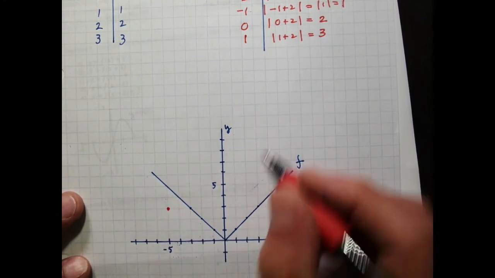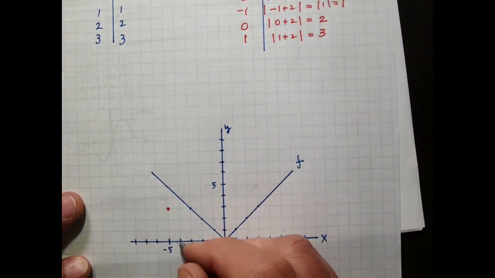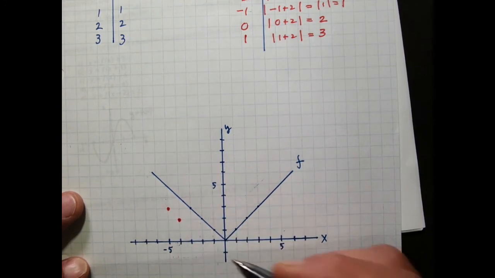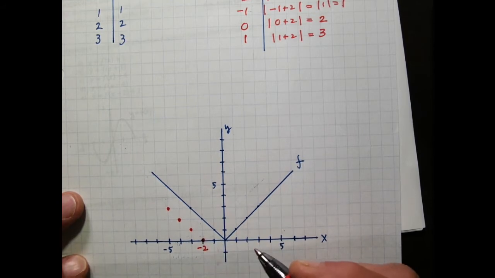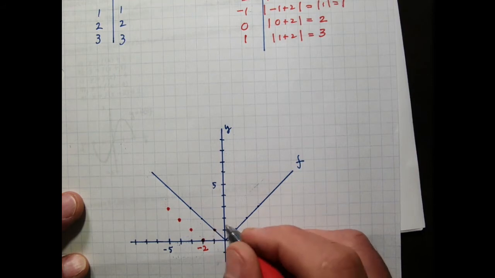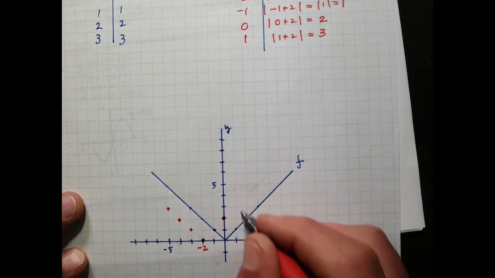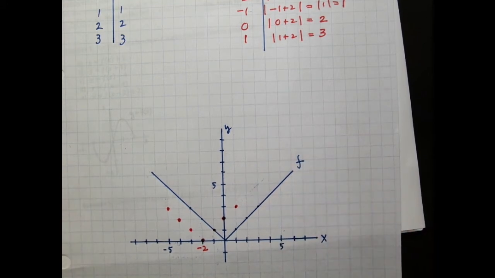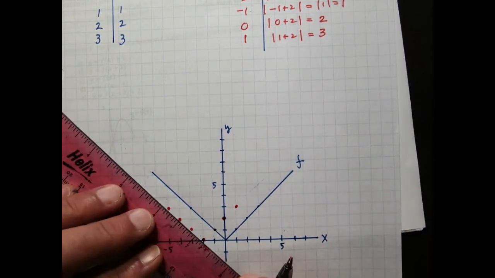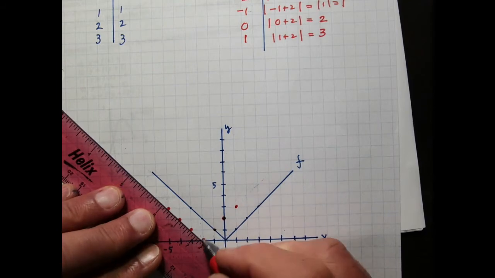And I know you can't see them, but I can. Negative 4, 2. Negative 3, 1. Negative 2, 0. And negative 1, 1. 0, 2. 1, 3. So I can see that absolute value V forming, but it's shifted off to the side here.